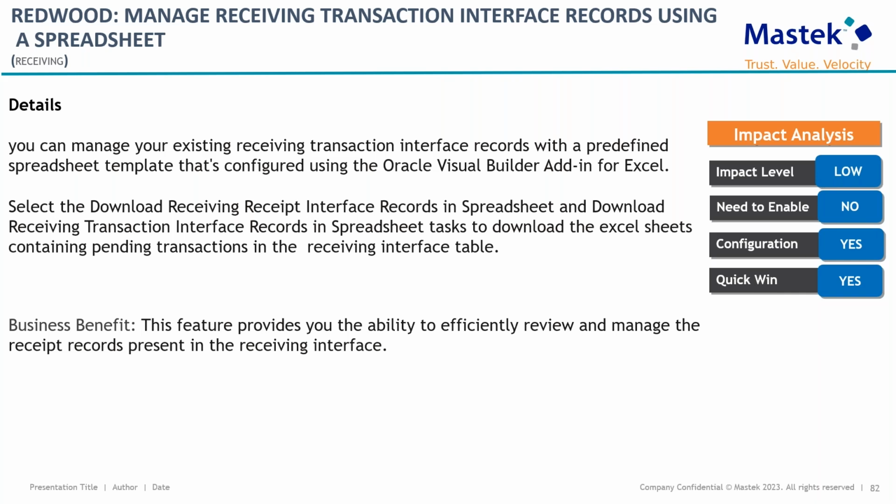You can simply use the tracks for downloading receipts and transaction interface records, make changes and reprocess the data, all without leaving the spreadsheet. You can perform all these actions within the spreadsheet itself. It's a streamlined way to clean up integration errors and keep the receiving workflow on track.